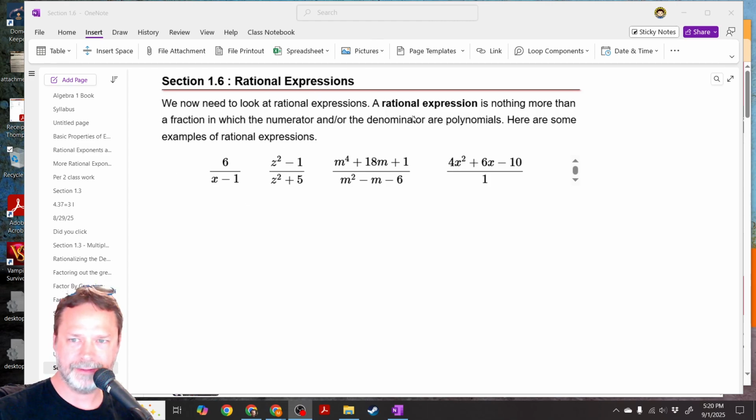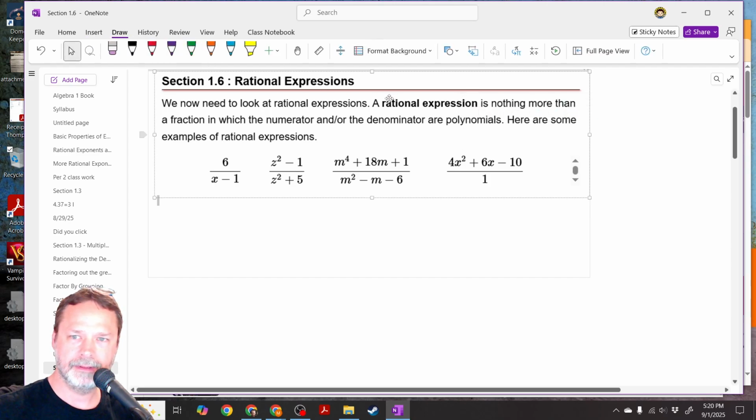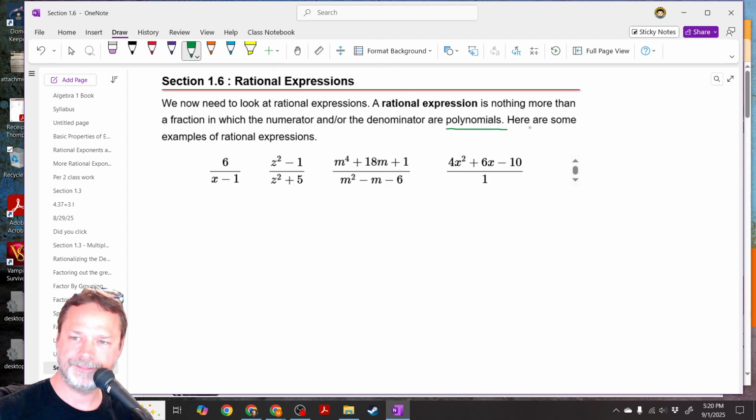So what are rational expressions? Nothing more than a fraction in which the numerator and denominator are polynomials. Here are some examples of rational expressions: 6 over x minus 1, z squared minus 1 over z squared plus 5, and so on.